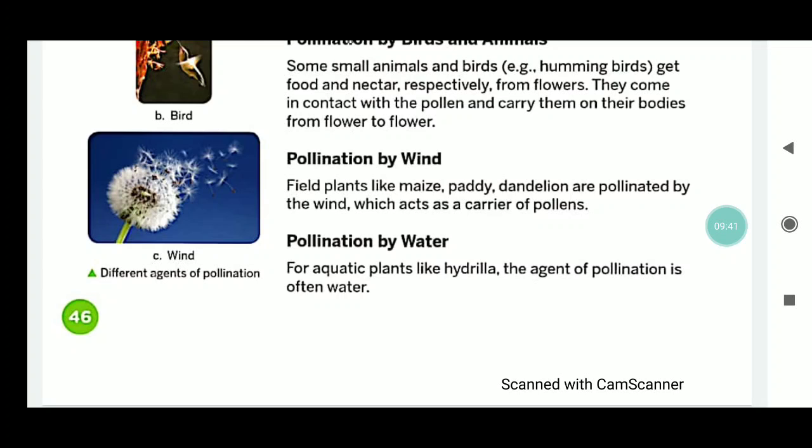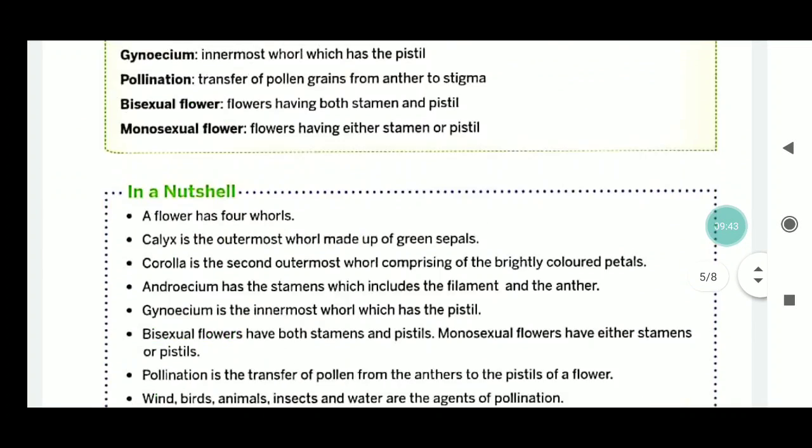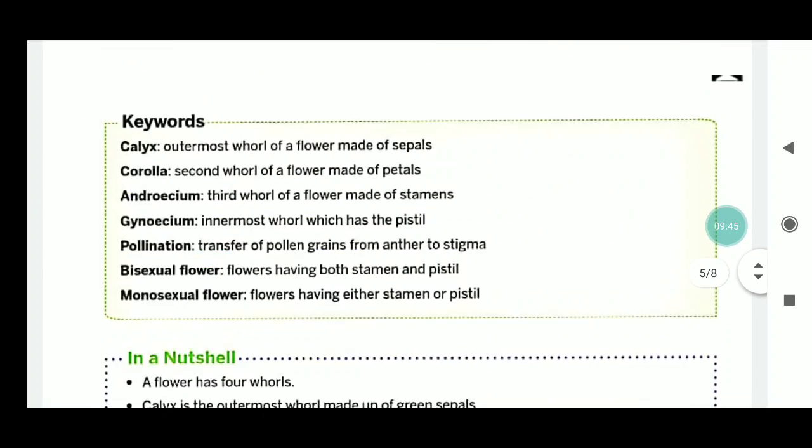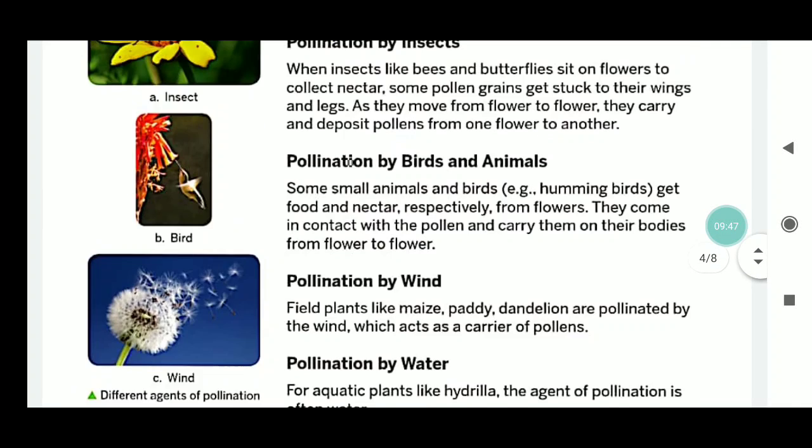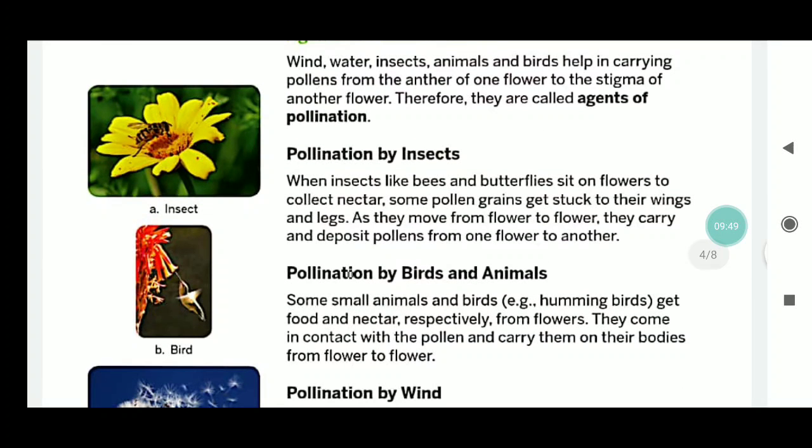Next day we will start the keywords, nutshell, mind map, and after that I will give some exercises and a worksheet to do. And the last day I gave a worksheet which you have completed earlier, I think, and submit it when it is asked.